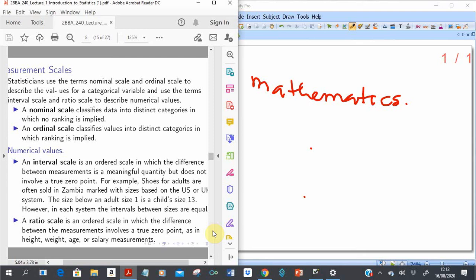Now, a ratio scale is an ordered scale. The difference is the same and it contains the true 0. The example is height. Whether it's children or adults, the difference is just the same. A child would be maybe 0 point something in height, but an adult would be 1 point something. The difference just includes the 0.